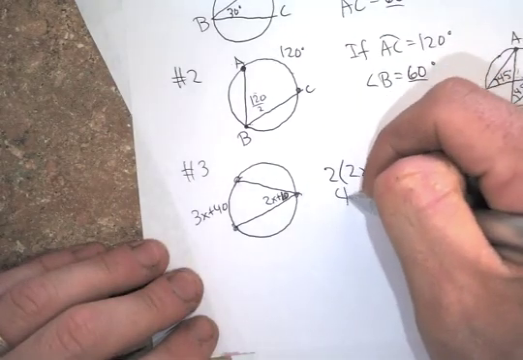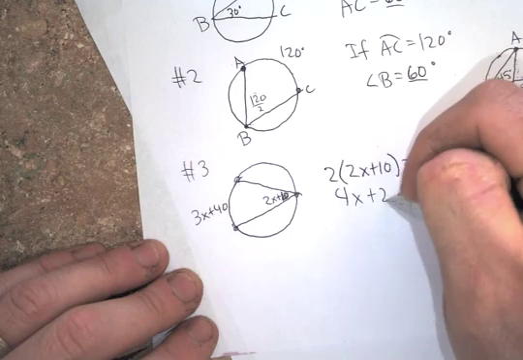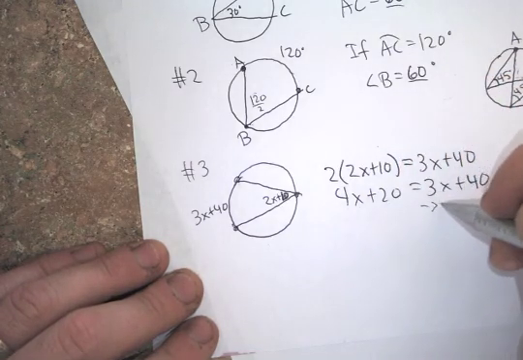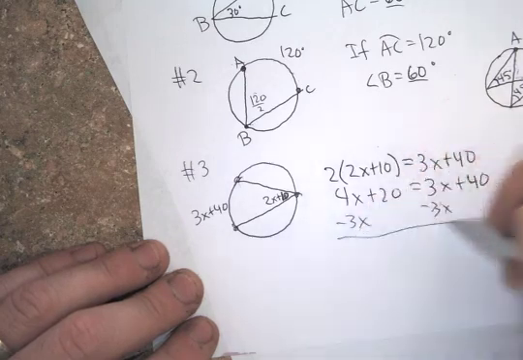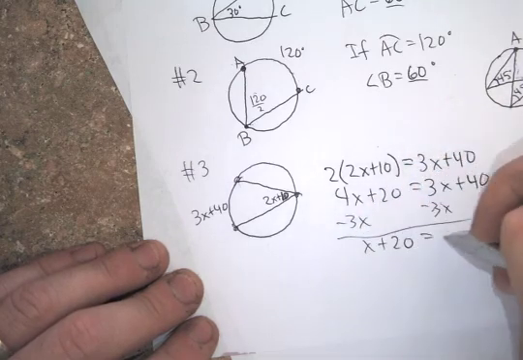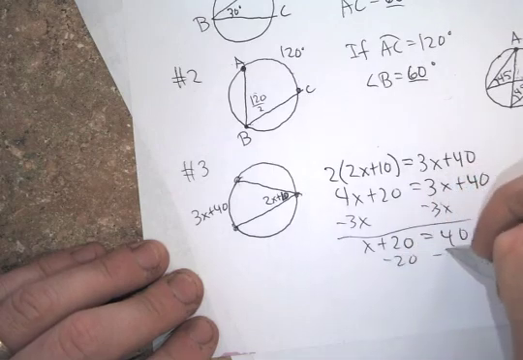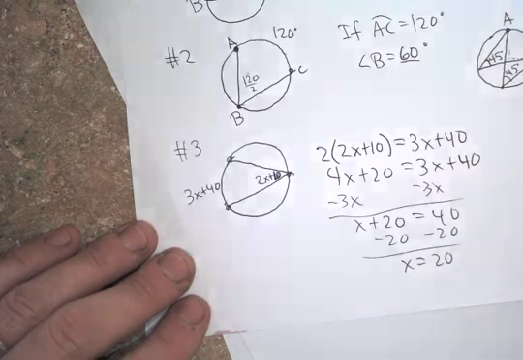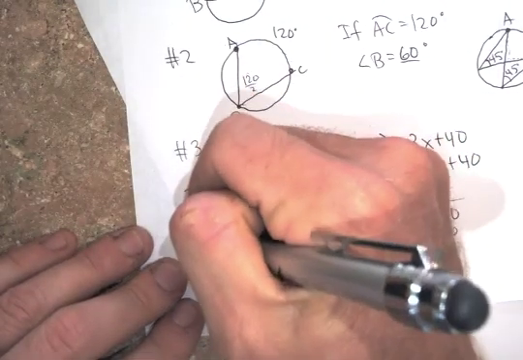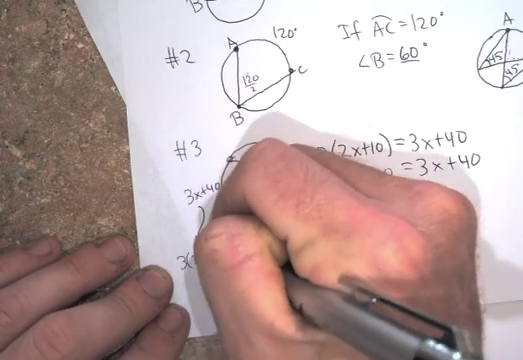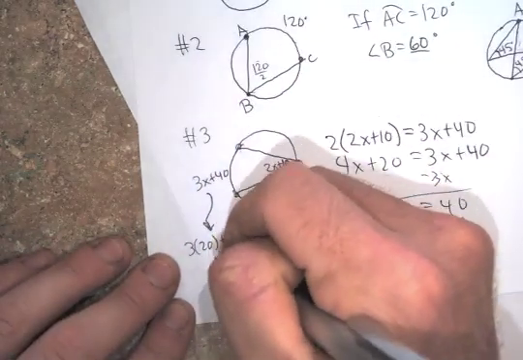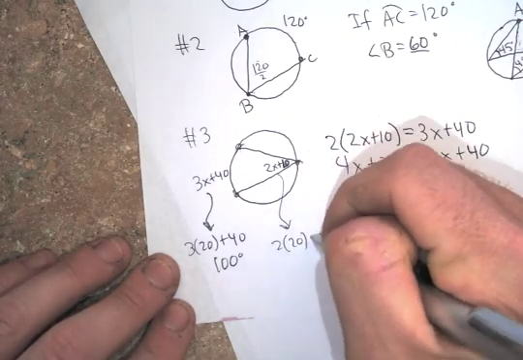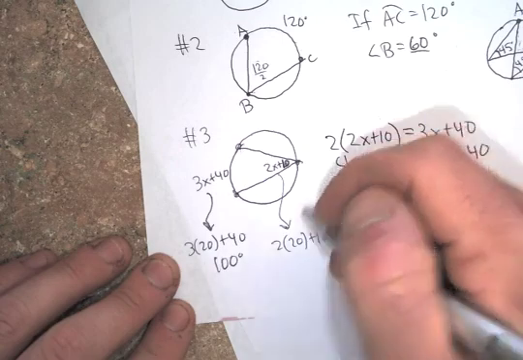All right, let's solve it out. Distributing. Minus 3x on each side. Minus 20 on each side. So we're getting down to x equals 20. We solve out that simple equation. So plug it back in just to double check. This angle is going to be 3 times 20 plus 40. 60 plus 40 is 100 degrees. This one, 2 times 20 plus 10 is 40 plus 10, 50 degrees.